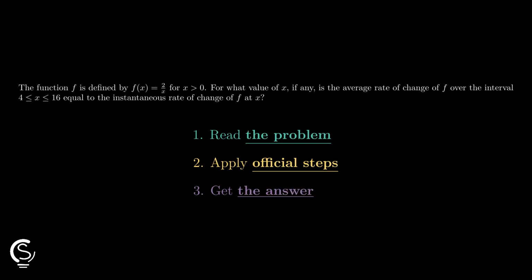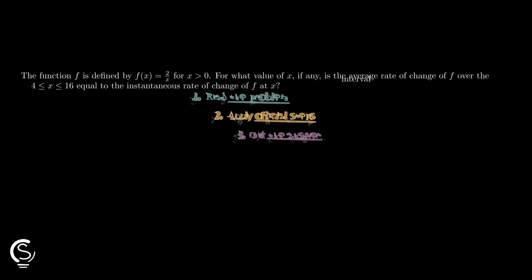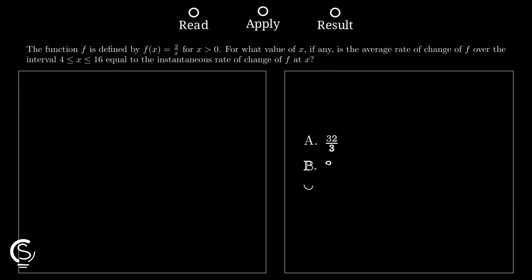I got your back. Calculus problems like this are actually super fast to solve if you know the steps. Let's find where the average and instantaneous rates match up. First, we calculate the average rate of change over the interval from 4 to 16. We find the function values at both endpoints and divide their difference by the interval width.